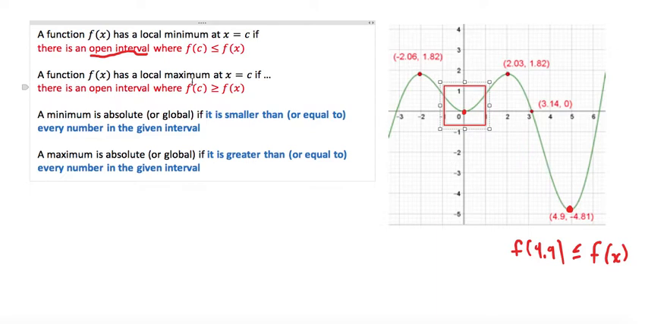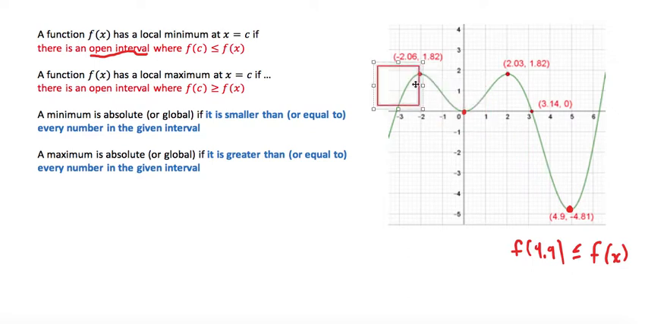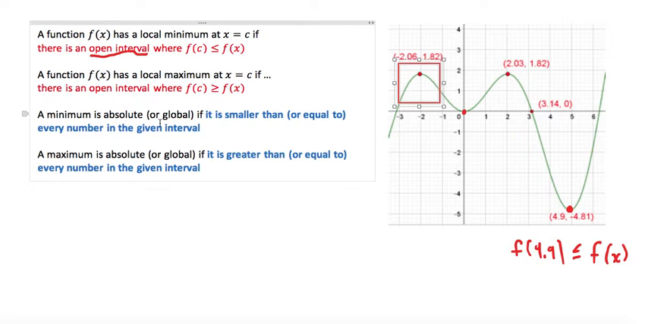Similarly, a local maximum is a point where f of c is greater than f of x. So if I move this region, if I look at right around here, then in that region, this point here is the largest point that you could be in. If I expand this region to be bigger, then we might find some bigger points, but in this little area, this little region, that's the largest point that you can have. A minimum is absolute if it is smaller than or equal to every number in the interval.